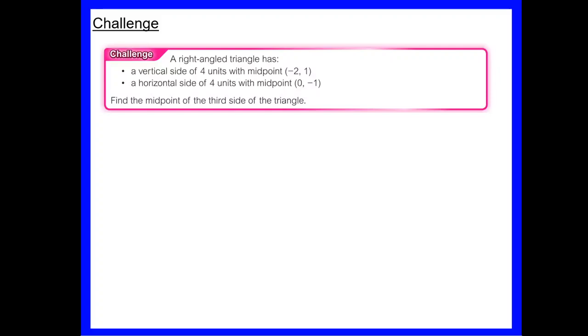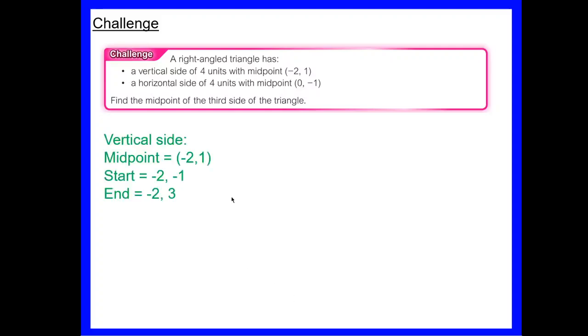All right, so our challenge then, a right-angled triangle. So that tells us something about the triangle. It tells me it's got a 90-degree corner if it says it's right-angled. Has a vertical side of 4 units with a midpoint at -2, 1, and a horizontal side of 4 units with a midpoint at 0, -1. Find the midpoint of the third side of the triangle.